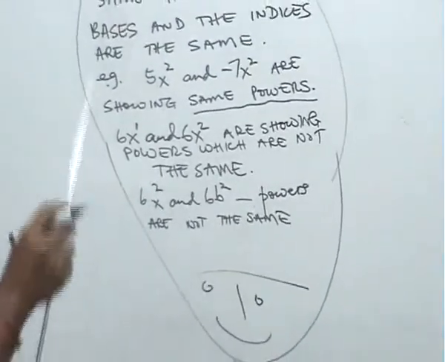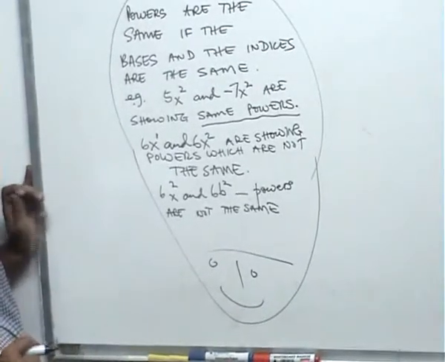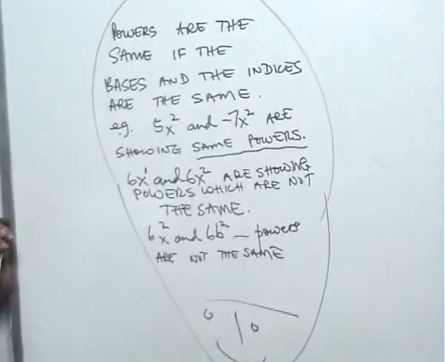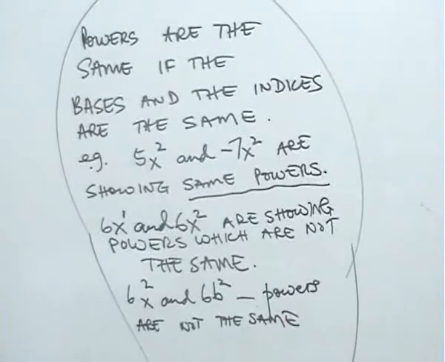Now this is a very powerful thing. You must be very clear about this in your mind, because once you've got this clear, you'll be able to differentiate between like and unlike terms. You'll be able to explain what is like and what is unlike terms.